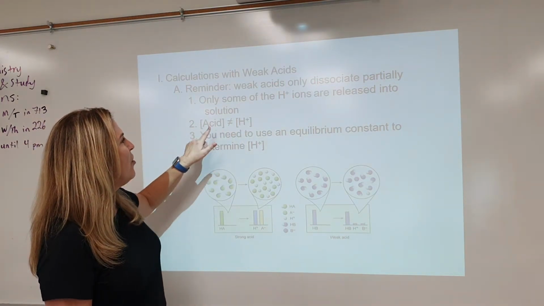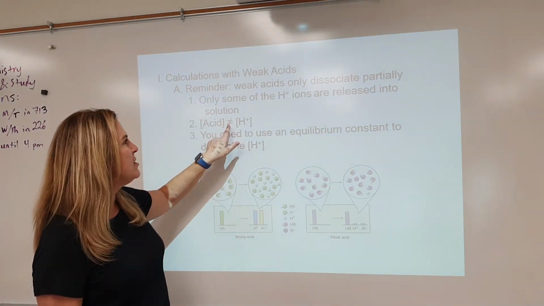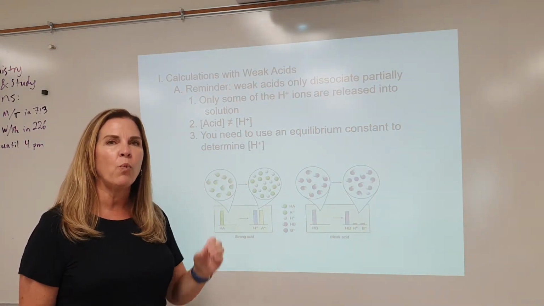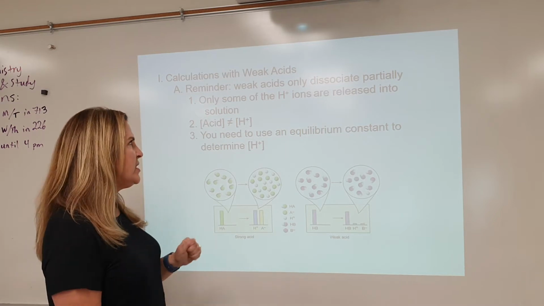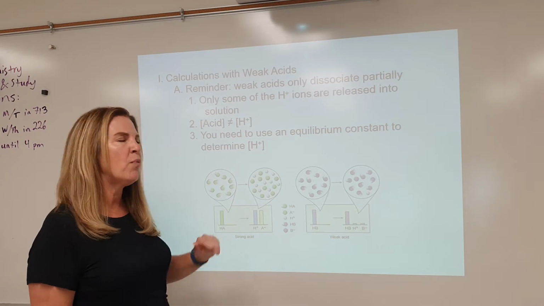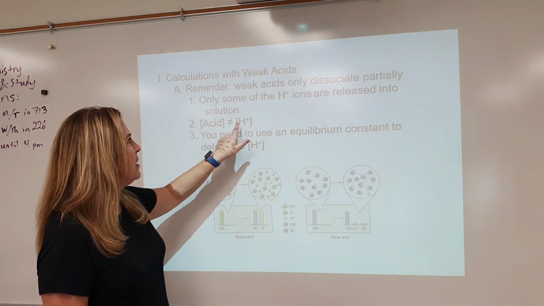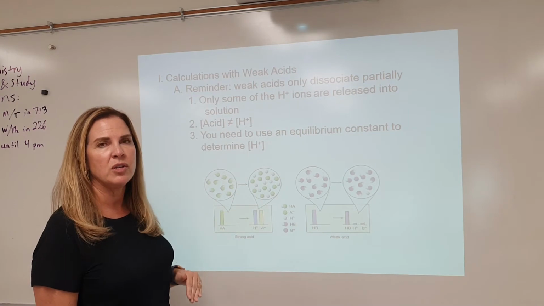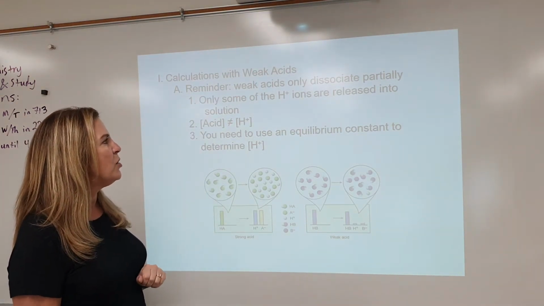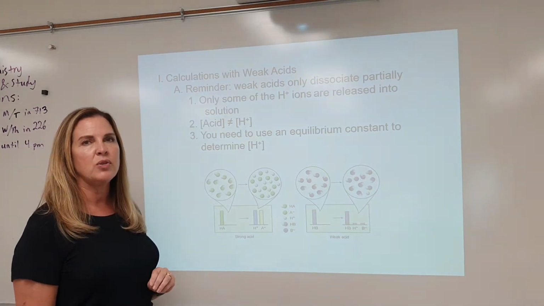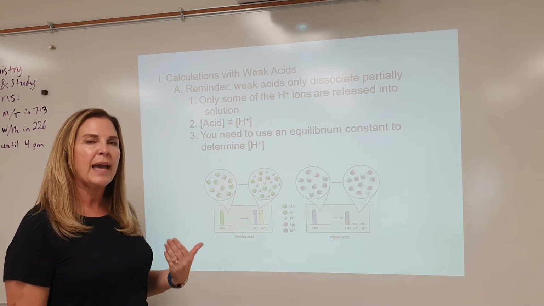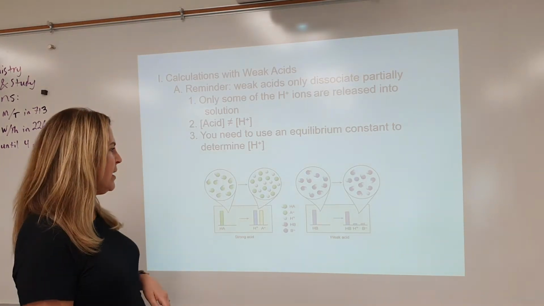This is important. The concentration of acid does not equal the concentration of hydrogen ion for a weak acid. This is true. For a strong acid, they do equal. So again, one more time, for a weak acid, the concentration of acid does not equal the concentration of hydrogen ion in solution. They're not going to be the same concentrations. You will need to use an equilibrium constant to determine the hydrogen ion. So we're going to be figuring out how to calculate a K, our equilibrium constant.